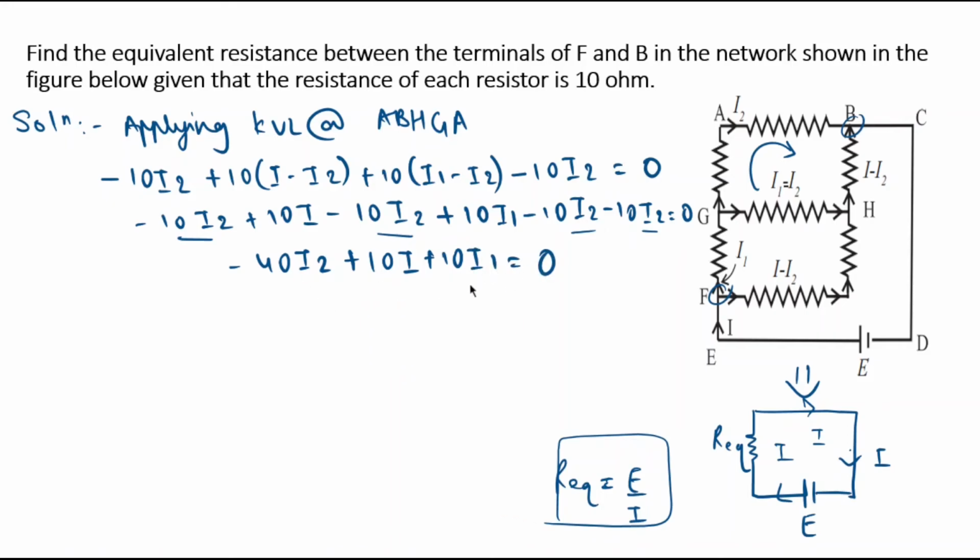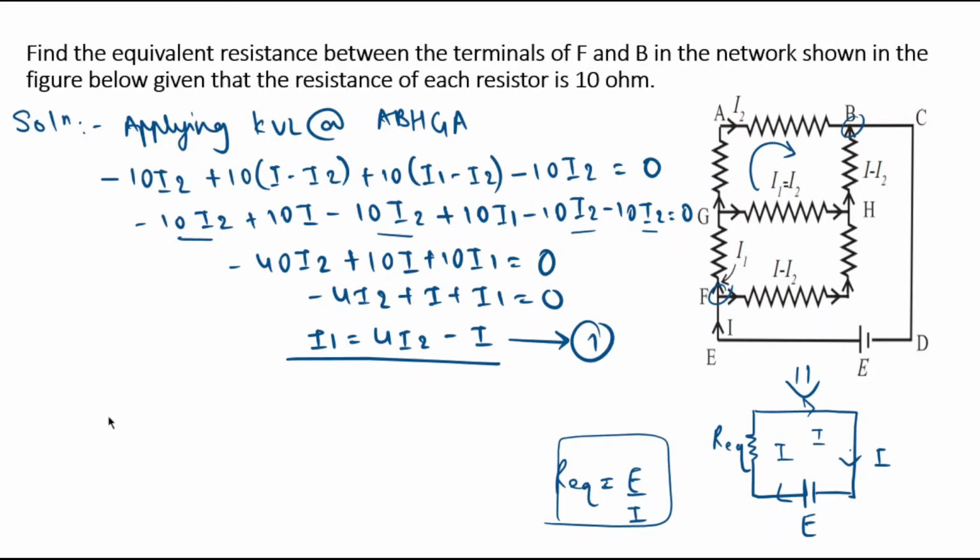equal to 0. Now dividing this by 10, you will get minus 4 I2 plus I plus I1 equal to 0, which implies that, let's write this in terms of I1, I1 equal to 4 I2 minus I. Let's name it equation 1.